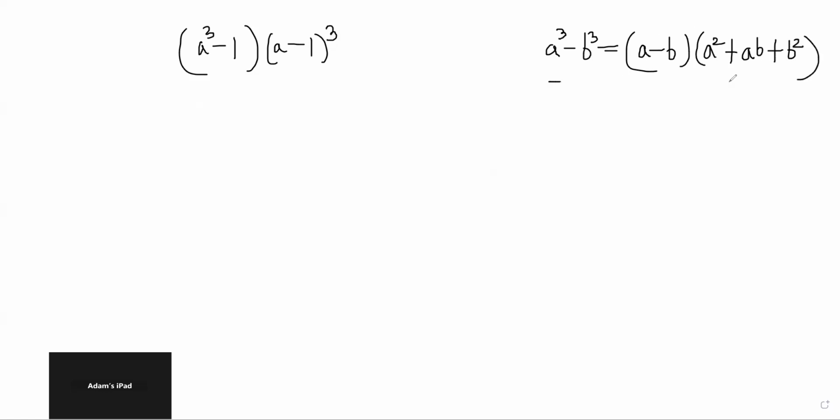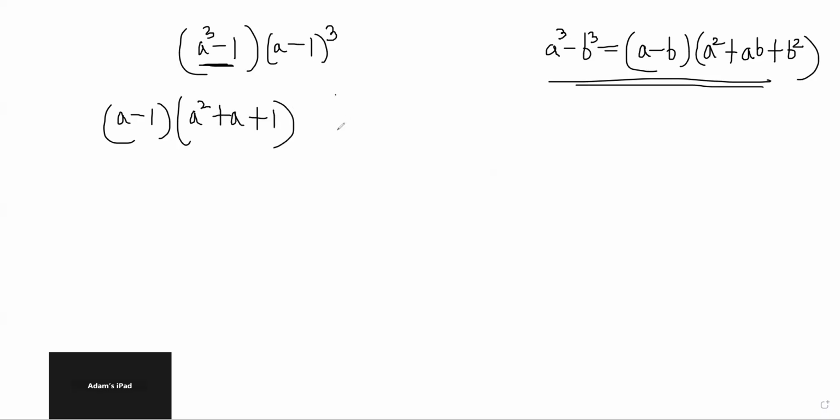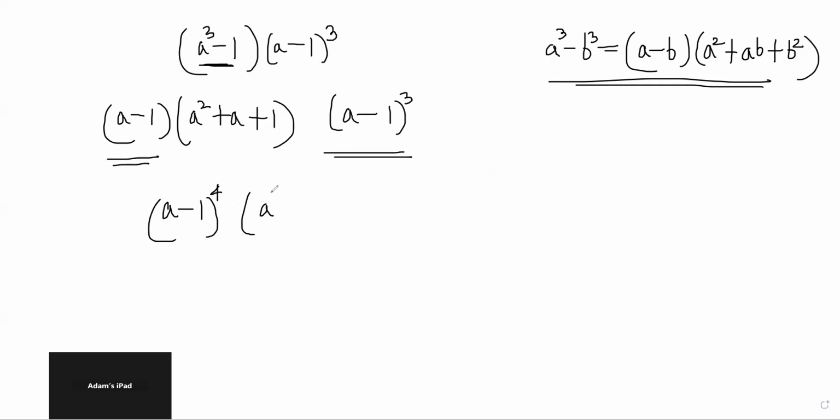I know that. So here it is a cube minus 1, so we can write it as a minus 1 into a square plus a plus 1. And now this a minus 1 whole cube and this a minus 1 can combine and become a minus 1 whole power 4, and a square plus a plus 1.